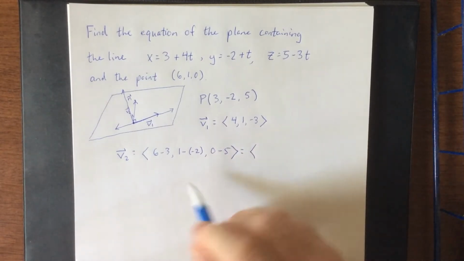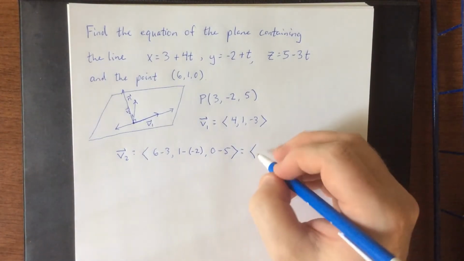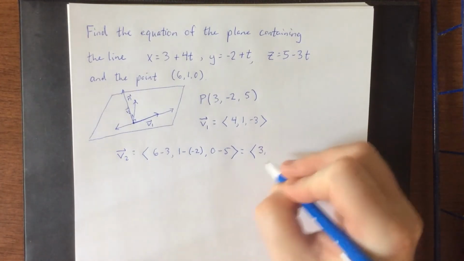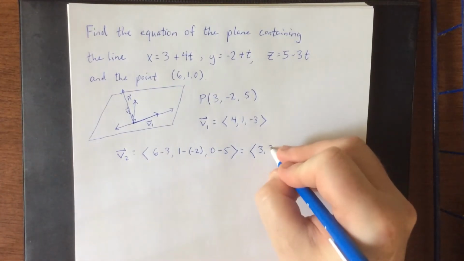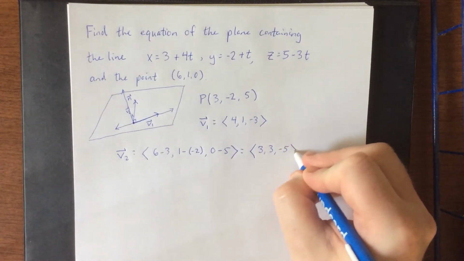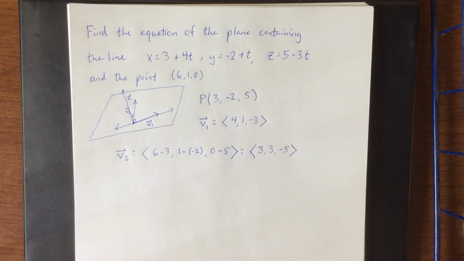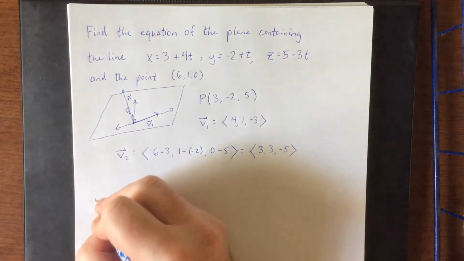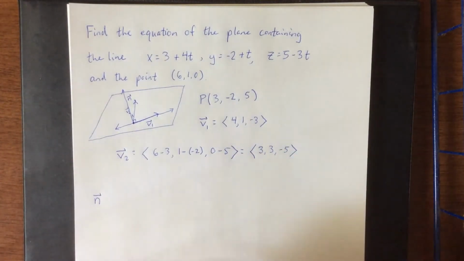Now last time I tried this problem I did 1 minus negative 2 and got negative 3, and I won't be repeating that. So 6 minus 3, that is positive 3. 1 minus negative 2 is positive 3. And 0 minus 5 is negative 5. Thank you, Aiden, for bringing that to my attention. So now we have our two vectors that are within the plane, v1 and v2. We can get our normal vector by taking the cross product of these two vectors.